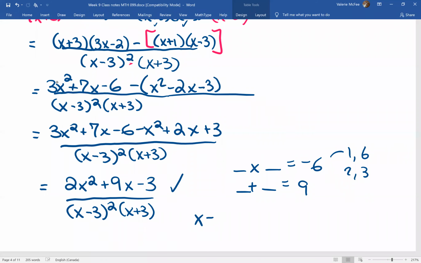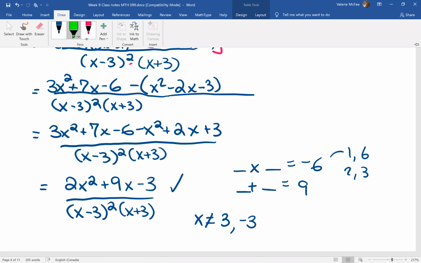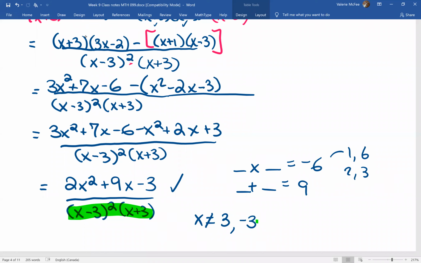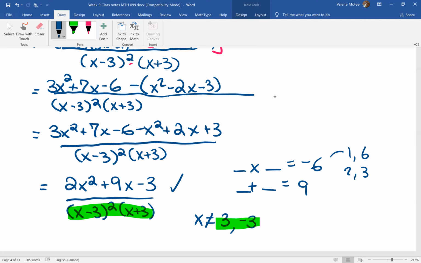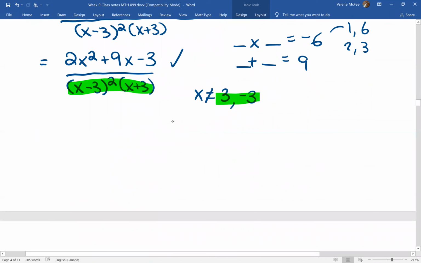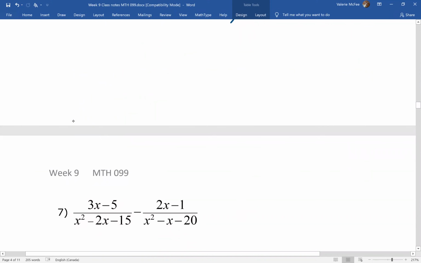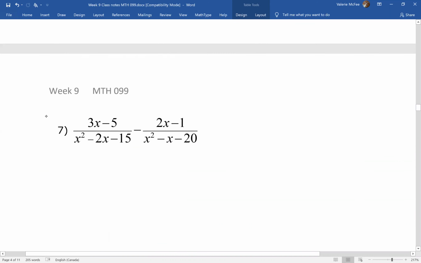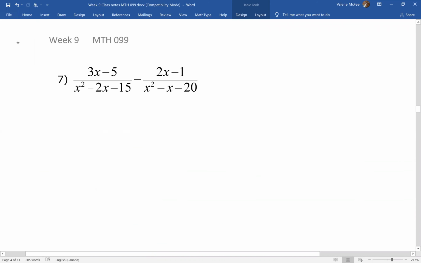As for restrictions, I see that x cannot equal 3 or -3. Remember, for your restrictions, we are just looking at the denominator. One more question to practice. Pause your video, see what you can do.